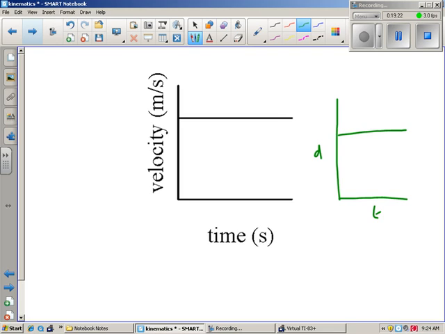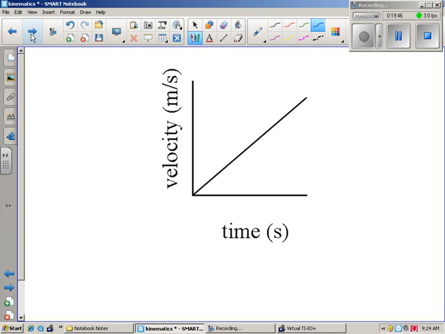Hey, if I wanted to create a position time graph that represented the same thing as this, what would that graph look like? Yeah, diagonal line there, right? Straight line, but on a slope. So these two graphs mean exactly the same thing. The reason they look different is because one's velocity, one's position. Take a look at the next one.